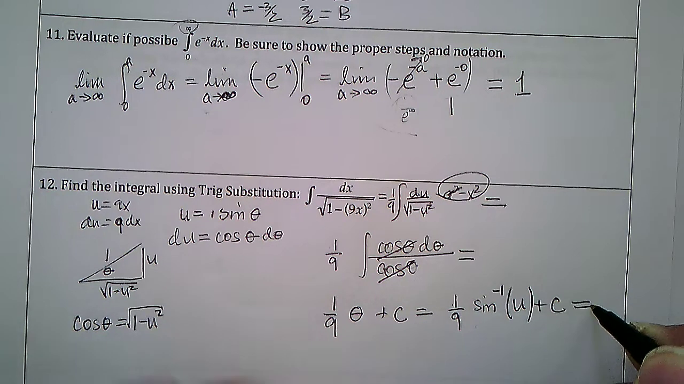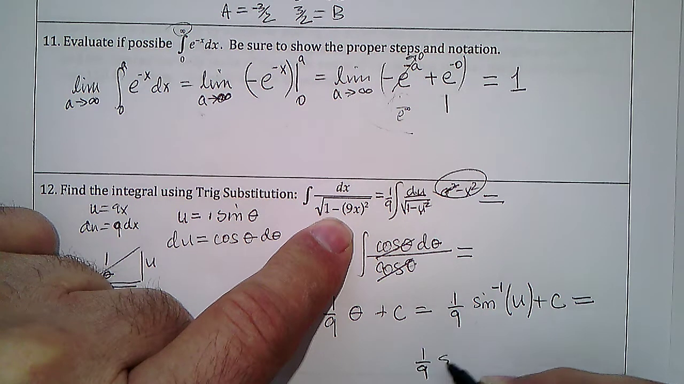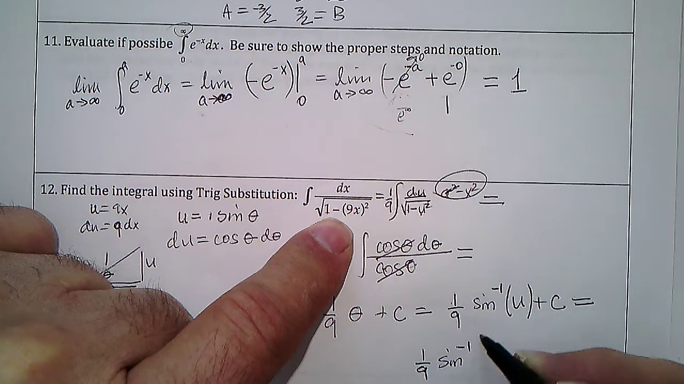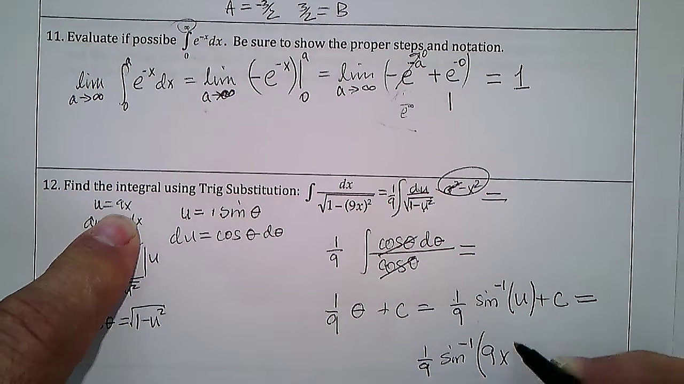And changing that back into x's, that'd be 1/9 sine inverse of, see, u was 9x.